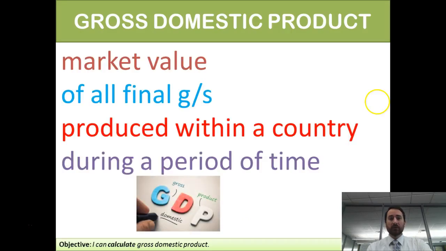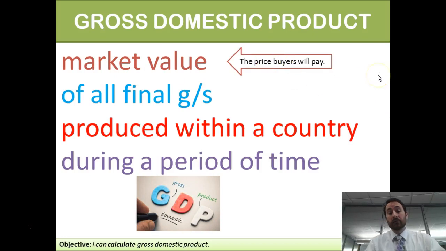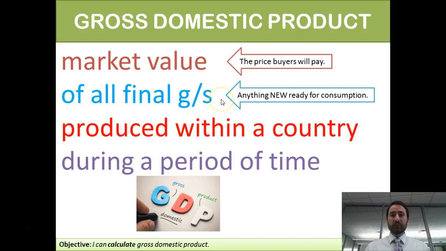So looking at our definition, breaking it down here, market value is going to be the price that buyers will pay and sellers will sell. We talked about supply and demand, so this is what we might call equilibrium price, the market value, the agreed upon buying and selling price. We call this the right price. It's also the right price of final goods and services. So that means it's something that's new, that's ready for consumption. It's not a good or service that is going to be used to produce something else. We call those intermediate goods, and we'll look at that in just a second too.